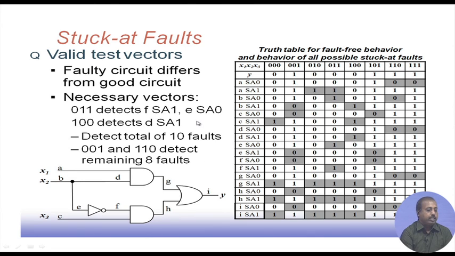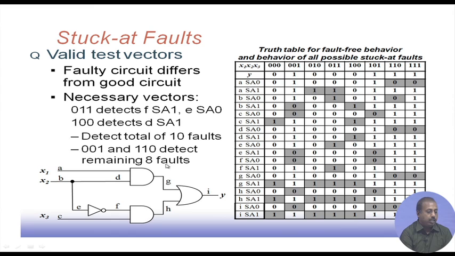Similarly, E stuck at 0 is also detected by this particular vector, 0 1 1. So, that way 0 1 1 becomes a necessary vector. Similarly, 1 0 0 detects D stuck at 1. Altogether, these can detect a total of 10 faults, and 0 0 1 and 1 1 0 detect the remaining 8 faults.